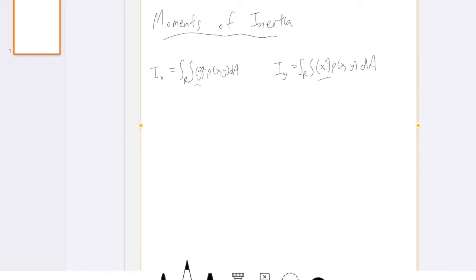So for my final clip, I'm going to be covering moments of inertia. Now these are very similar to moments of mass. If you take a look at the equations, the only difference is that they have y squared and x squared instead of y and x in them. So what does the moment of inertia mean?